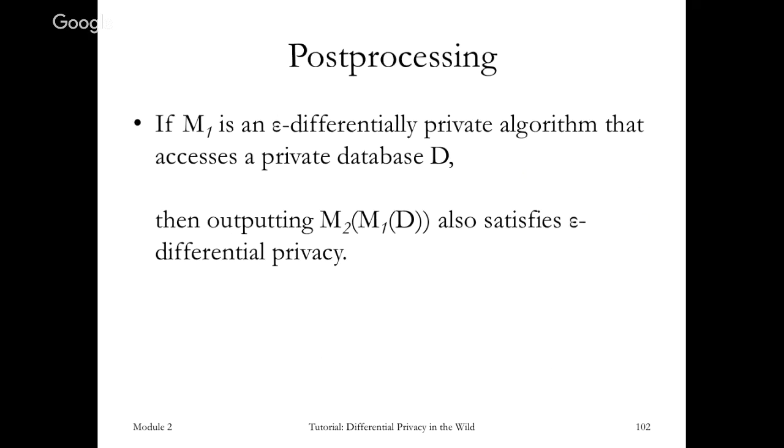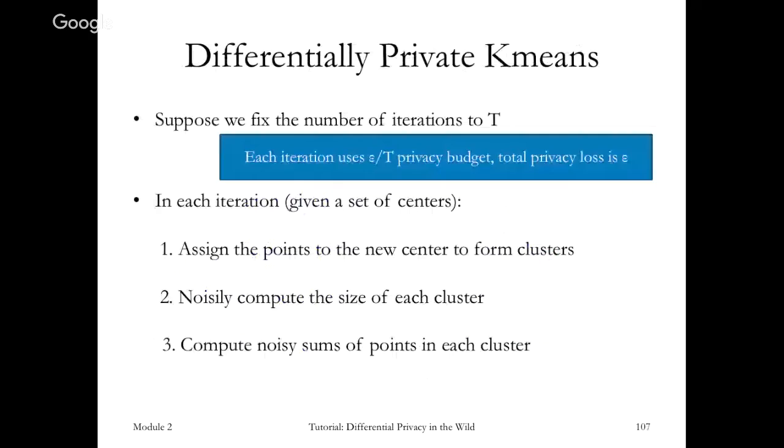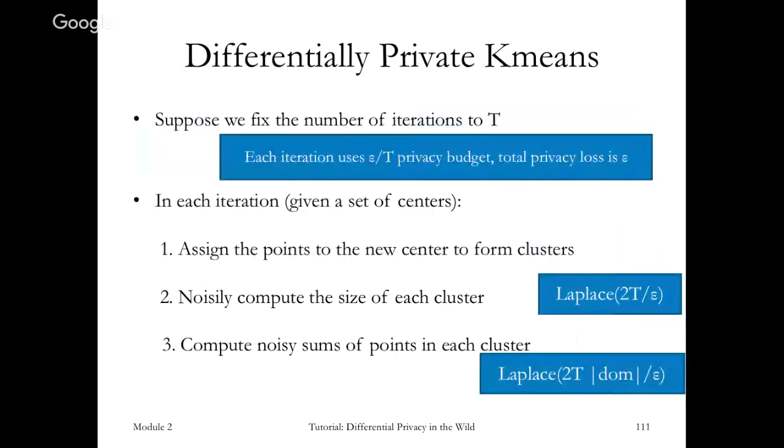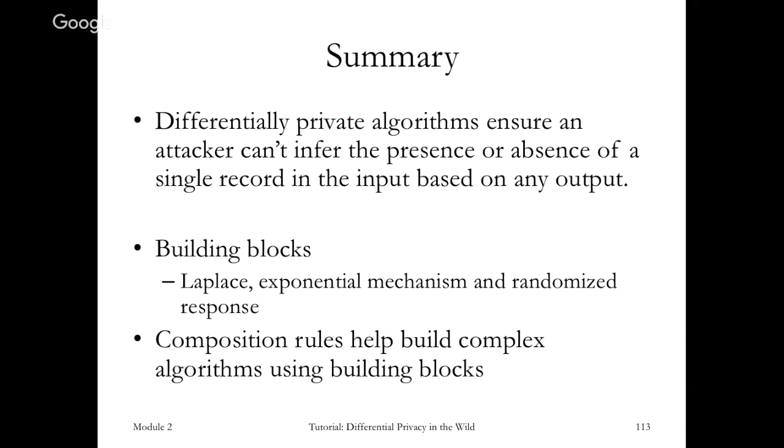Okay. In the interest of time, I'm going to skip this example of k-means clustering. But just to say that you can take the building blocks that we just talked about and take a statistical task like k-means clustering and use the Laplace mechanism and sequential composition to run a differentially private version of k-means and get back the centers of the clusters.